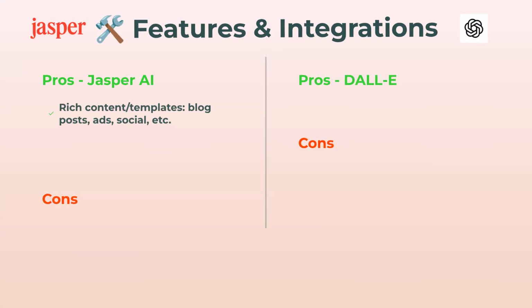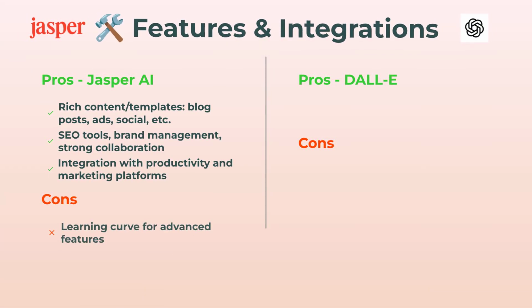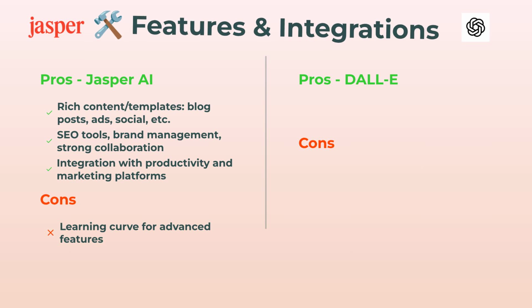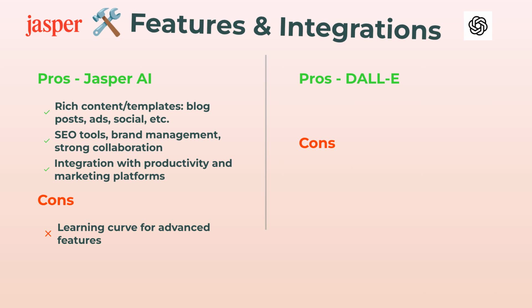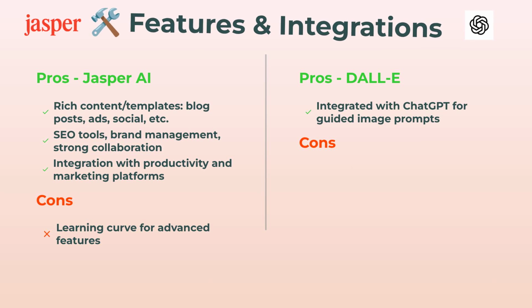Next up, features and integrations. Jasper honestly goes all out. You get all sorts of templates for blogs, ads, socials, and it's even got SEO tools for you marketers out there. It's basically a hub with integrations for productivity and collaboration. The flip side, you might need a minute to figure out the advanced stuff. Definitely a learning curve if you're going deep.